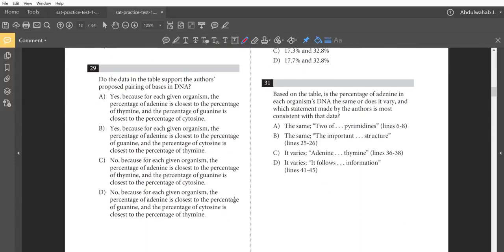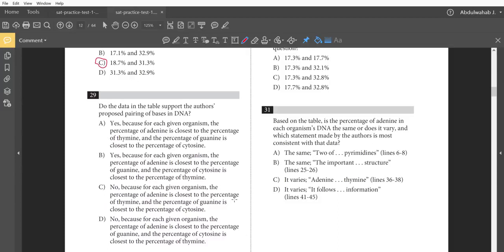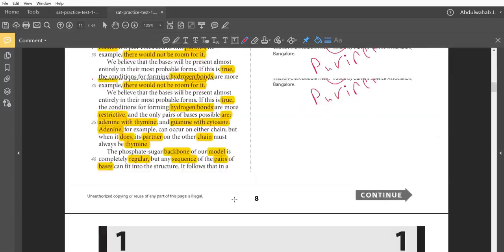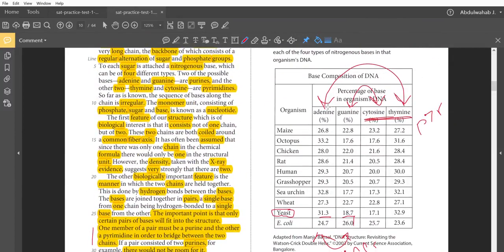Okay. So, do the data in the table support the author's proposed pairing of bases in DNA? Do they support the author's suggestion concerning the way that the 4 nitrogenous bases are paired? So, again, let's go back up and take a look at this. Adenine and thymine, they are found in almost exactly the same amount. And this is repeating itself again in almost every single one of the organisms that we have.